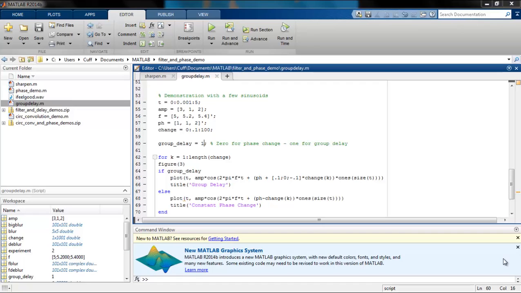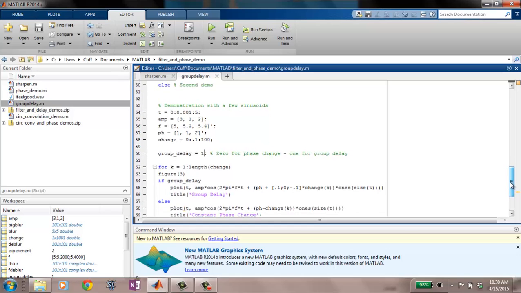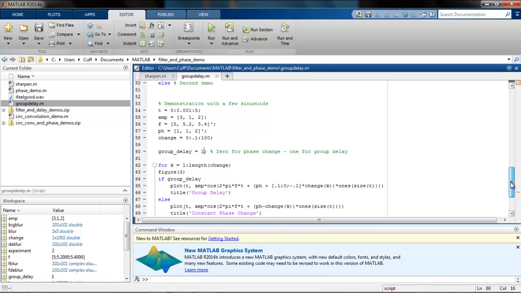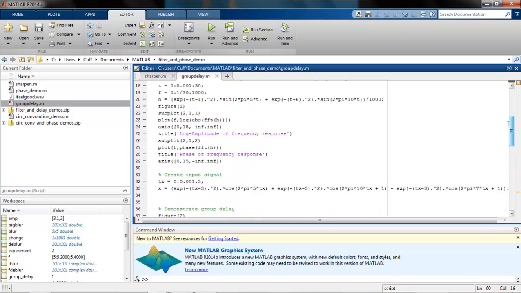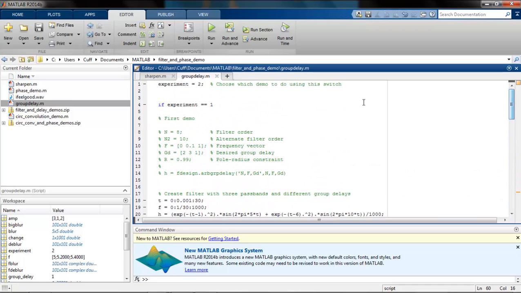We have 2 demos in this file that I've created. You just saw the one where we designed a filter to cause different group delays to different frequencies, and we illustrated that by having an input composed of different frequencies that each experienced a different delay through the filter. The next demo is to understand why group delay works this way, why the derivative of the phase causes a delay in the envelope of the sound.